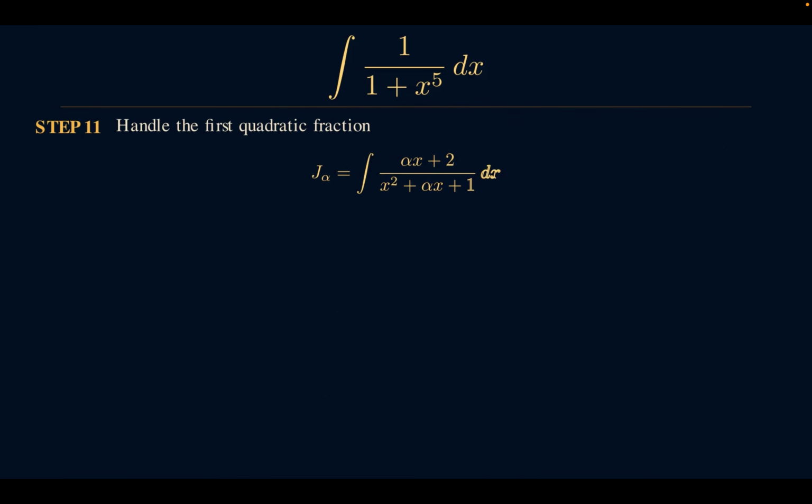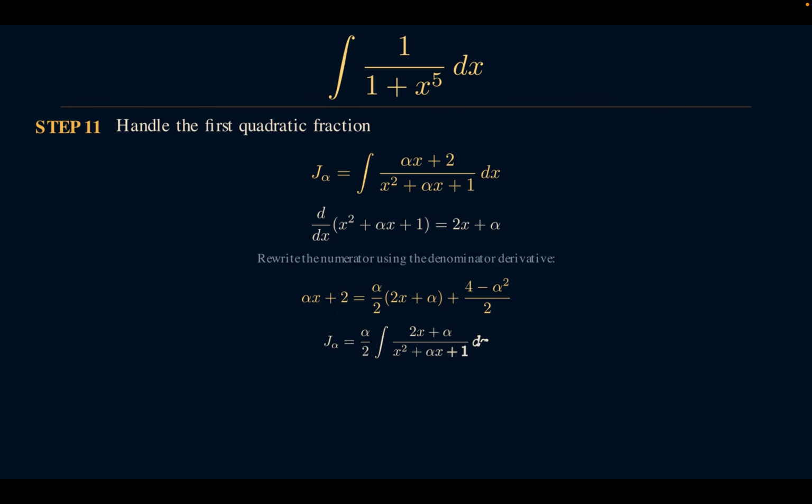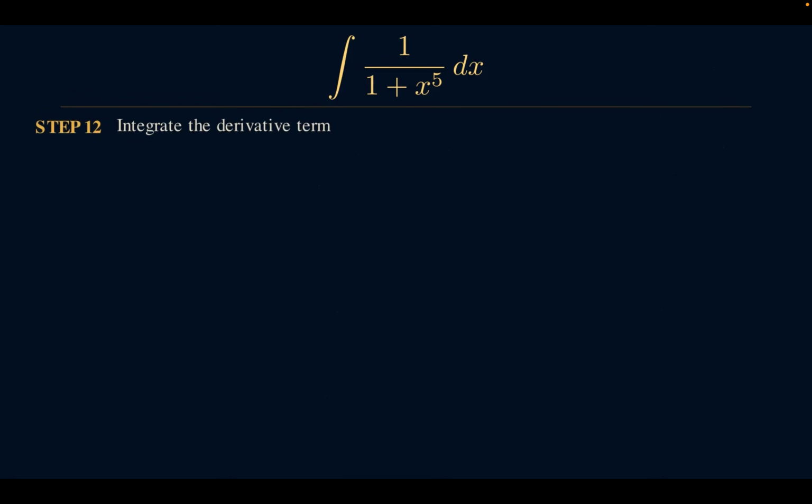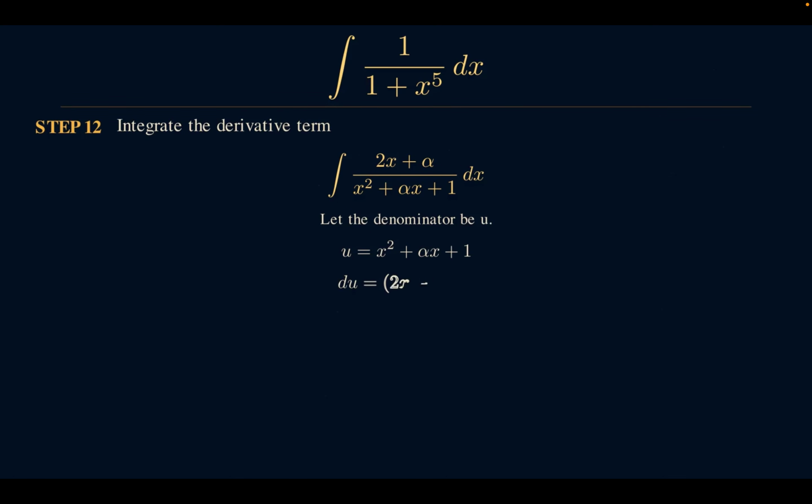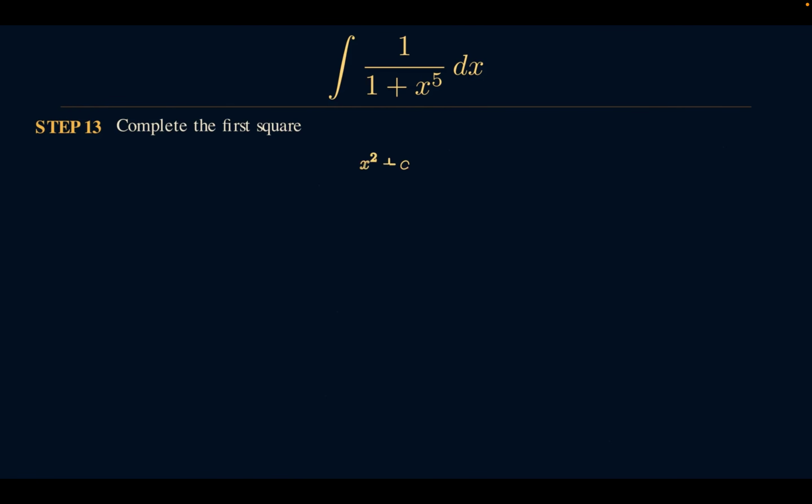So we need to handle the first quadratic fraction. We can write it as the following, and we can integrate the derivative term like this. We can let u be equal to x squared plus alpha x plus 1, and du is 2x plus alpha. Therefore, this integral would be the following.